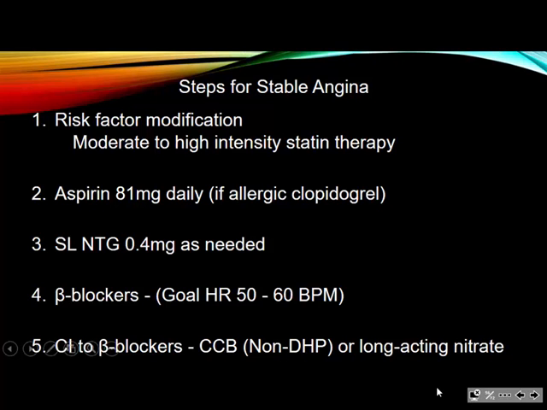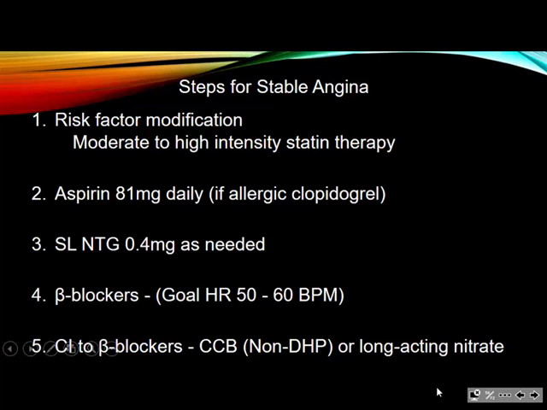Okay, so the steps for stable angina, if we kind of put this all together, you're going to want to do risk factor modification, so you're going to use your moderate to high intensity statins, which you guys already should be very, very familiar with. Aspirin 81 milligrams, unless they're allergic, and then you can use clopidogrel. You're going to want to give them sublingual nitroglycerin.